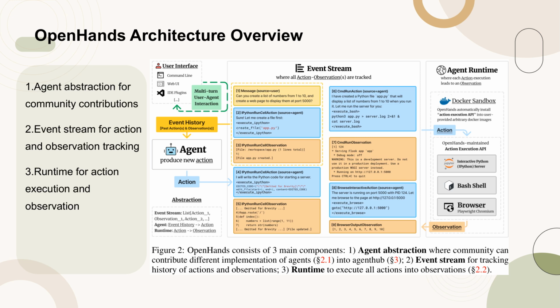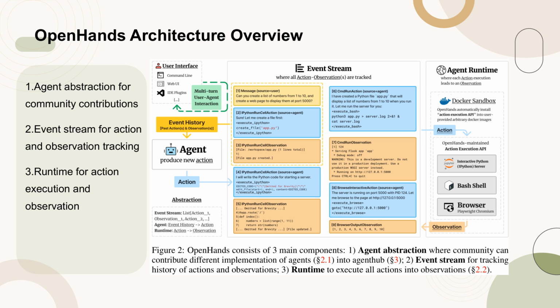Figure 2 provides an overview of the OpenHands architecture, which is composed of three main components. The first component is the agent abstraction, where the community can contribute different implementations of agents into the Agent Hub. This component allows for a diverse range of agent capabilities and functionalities.